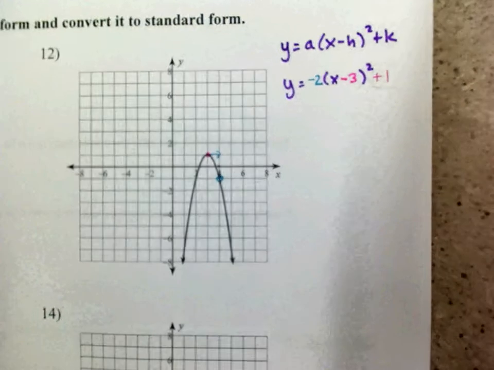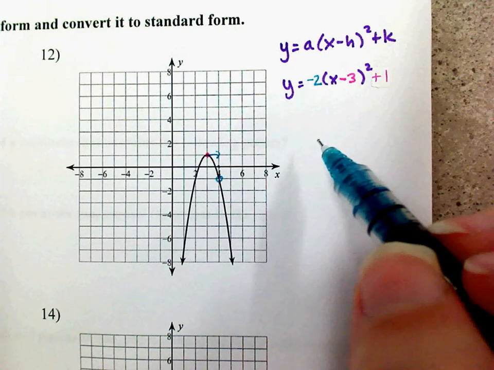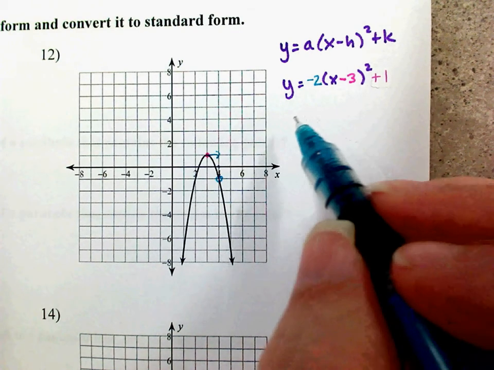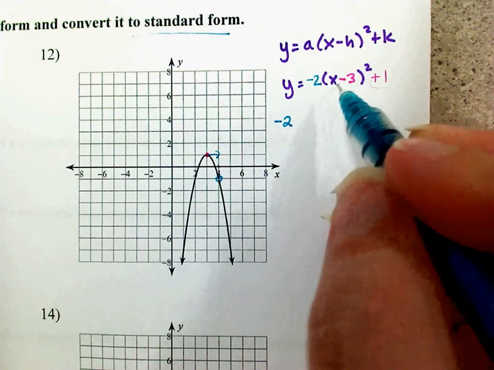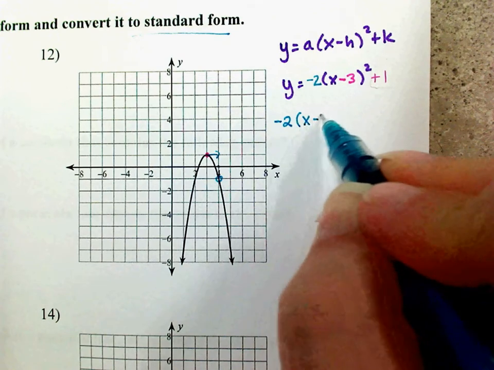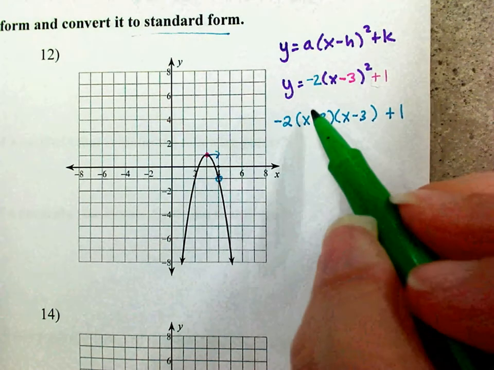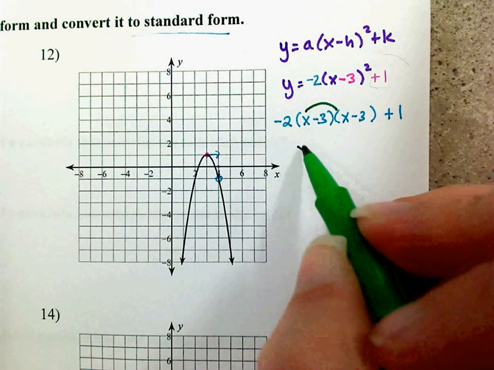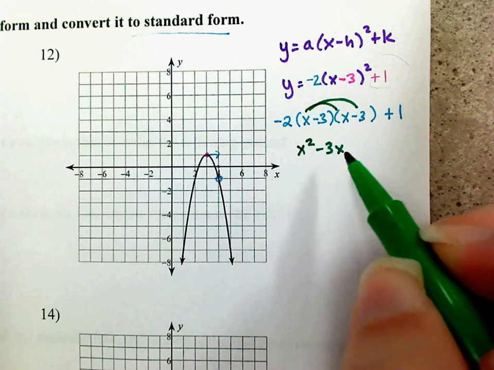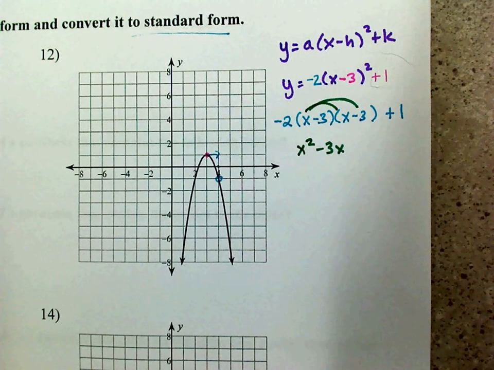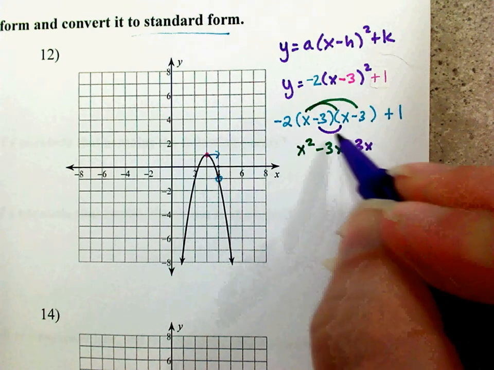Now, what do I have to do first to work this problem? To make it standard form. Right, I have to say x minus 3 times x minus 3, right? And then plus 1. Okay, what's x times x? What's x times negative 3? Negative 3x. Now I'm going to distribute the negative 3. Negative 3 times x is, again, negative 3x. And negative 3 times negative 3 is positive 9.